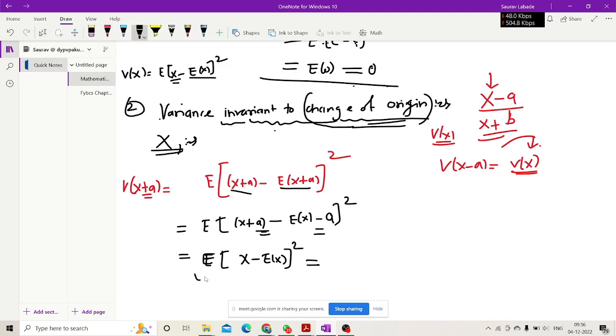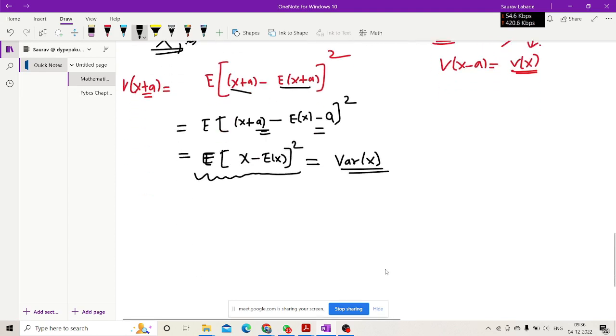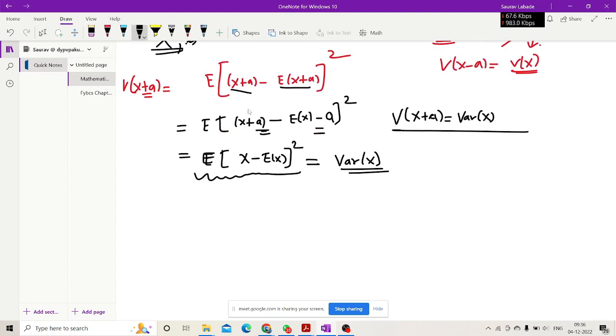And what is this? This is nothing but my variance of x, right? This is variance of x. That means what I am getting, what is my property? Variance of x plus a equals variance of x. That means whenever I am adding or subtracting any constant, that will not affect the original quantity of variance of x. Okay. Now the third property we have to see of variance.